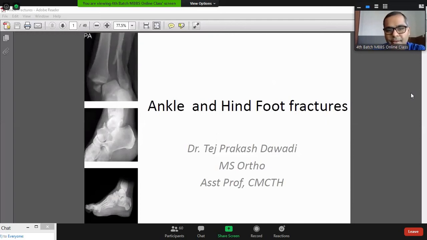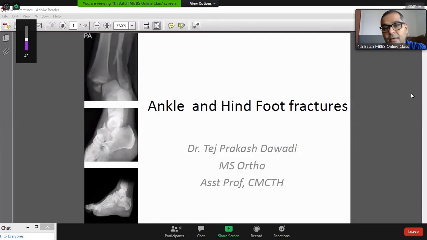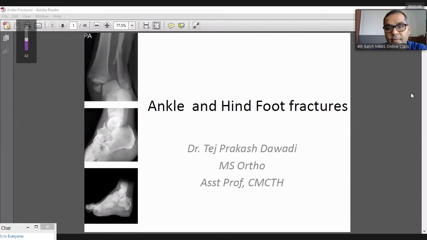Another long topic, ankle and hindfoot fractures. Fractures around the ankle and the hindfoot. That is fracture of the talus, calcaneum, and the distal part of the tibia, the bones forming the ankle joint.